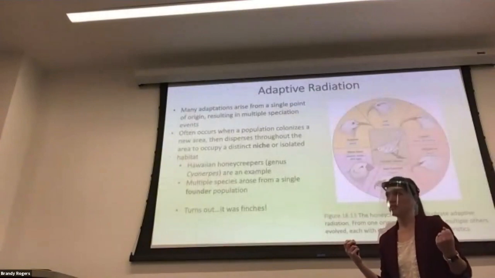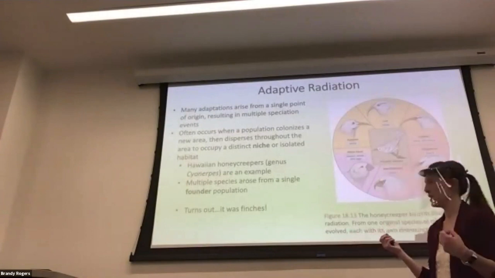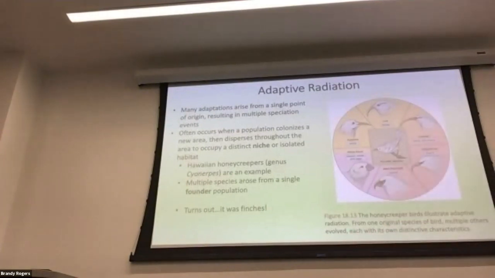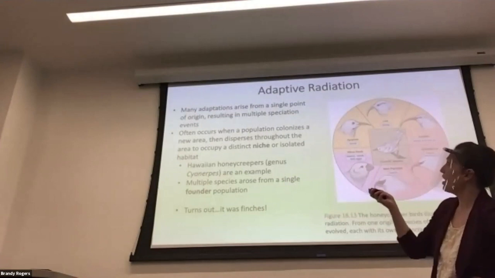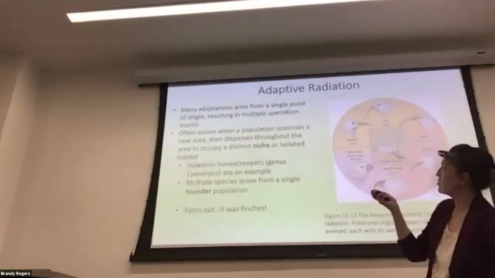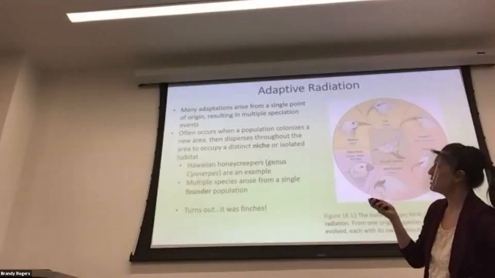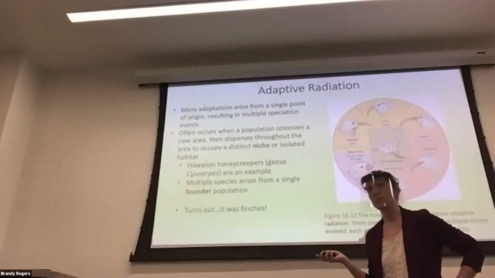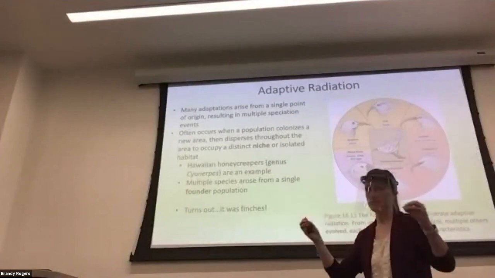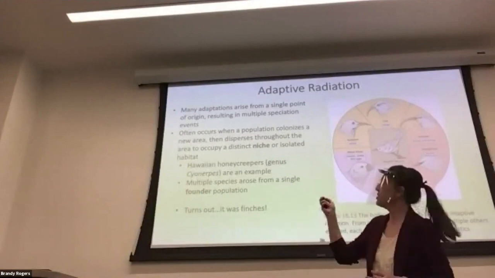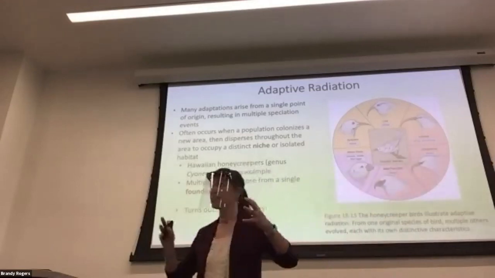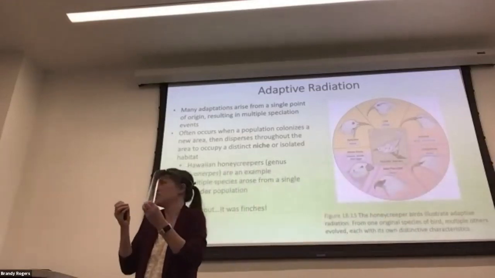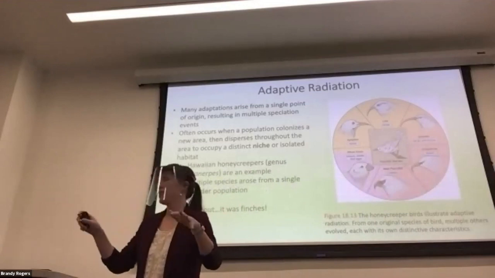Let me think how I want to do this. Let's go ahead and talk about adaptive radiation, then we'll get to sympatry, because you guys already know that sympatry means same homeland. Yes? All right, so just keep that in mind. Adaptive radiation happens when many adaptations arise from a single point, resulting in multiple speciation events. Now again, remember, speciation events are single splits, okay? So it doesn't mean they all happen at once, but adaptive radiation is when a whole lot of different adaptations are occurring simultaneously, so you get speciation events happening really close together, okay?